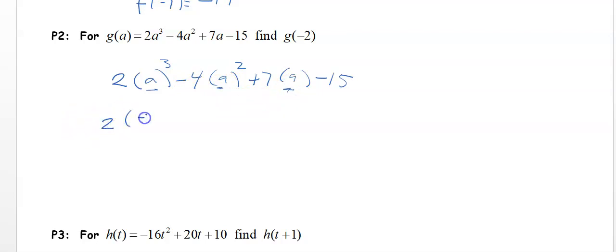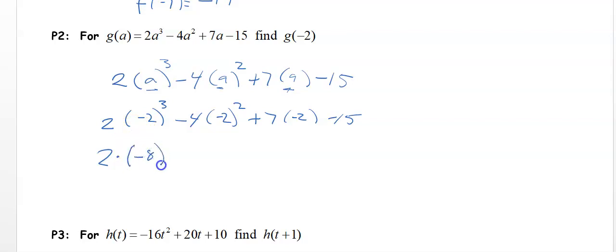So I get 2 times negative 2 cubed minus 4 times negative 2 squared plus 7 times negative 2 minus 15. So I do exponents first. So I'm going to have 2 times. Now when I cube negative 2, it's negative 2 times negative 2, which will be positive 4. When you multiply signed numbers, if the signs match, you get a positive number. So then I have a positive 4 times a negative 2. The signs don't match, so I get negative 8. I'm just going to put that in parentheses to make it clear I'm not subtracting.